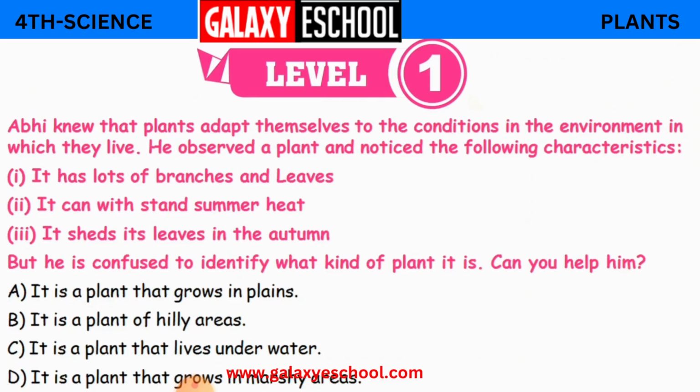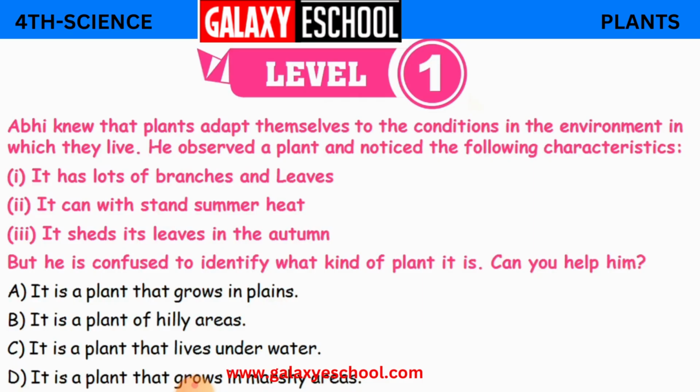Abhi knew that plants adapt themselves to the conditions in the environment in which they live. He observed a plant and noticed the following characteristics. Okay children. So as we all know, plants adapt themselves to the climatic conditions. Even Abhi also knows that. And he observed a plant and he noticed some characteristics.